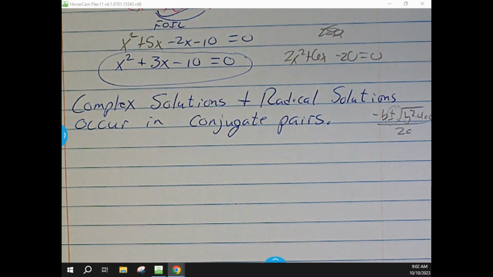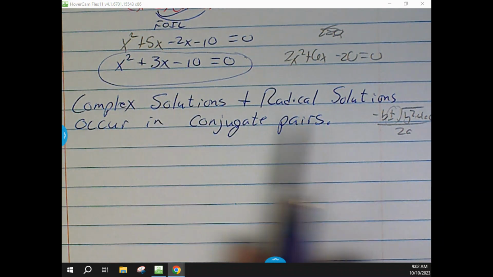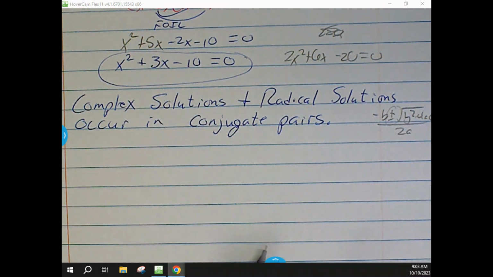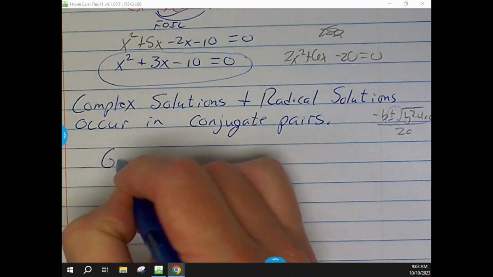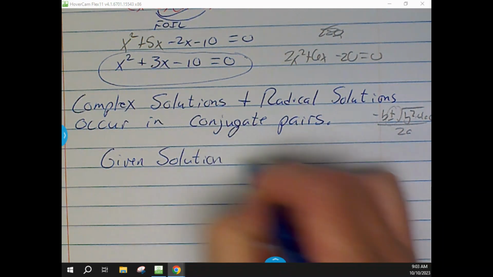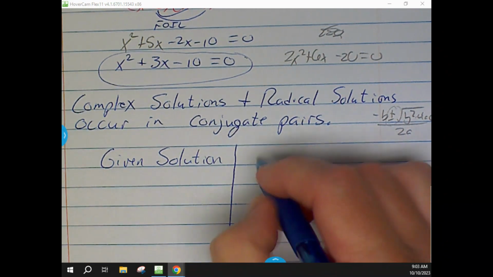So that's why that's always going to work out that way, because you're going to get these things from using the quadratic formula. And because of the plus and minus, that means you're always going to have conjugate answers there. Basically, which means this. We'll make a quick little T-chart here.